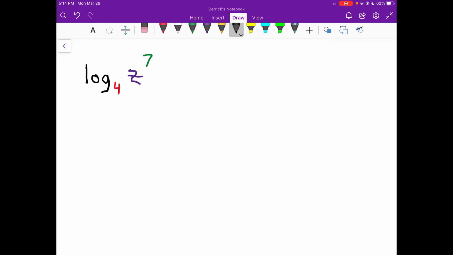One more of these somewhat straightforward examples before we do a more intense one. If I give you log base 4 of z to the 7th, well, there really isn't any expanding to do as far as giving something else its own log. Z is the only thing that I'm taking the log of, so I can't put out more logs than I already have. The only thing I can do to expand this is the fact that I have an exponent that is taking up a little bit of space.